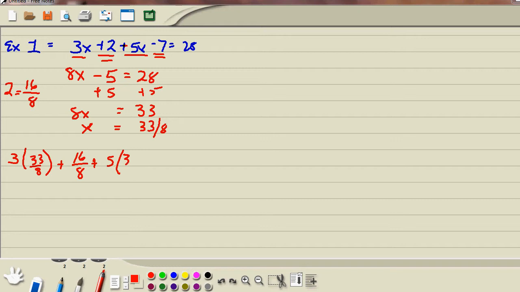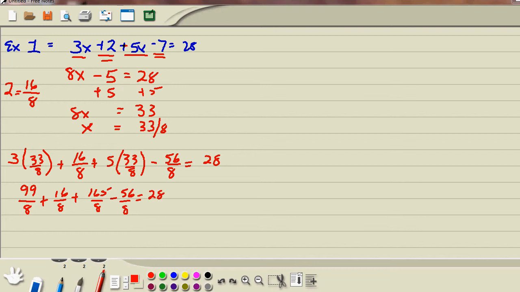5 times 33 over 8 minus, again, I'm going to put that over 8 and get 56 on top, and we get a final answer of 28. So we multiply that across, we get 99 over 8 plus 16 over 8 plus 165 over 8 minus 56 over 8 equals 28. And if you add 99, 16, 165 and subtract 56, you get 224 over 8, which does equal 28. So we know that that is a solution, and we can go ahead and circle it after we've checked our answer.